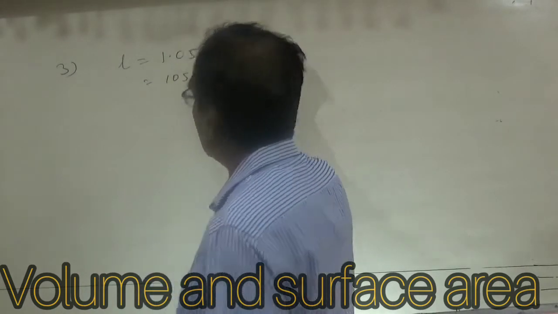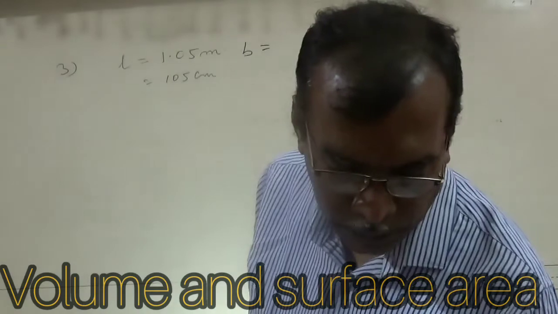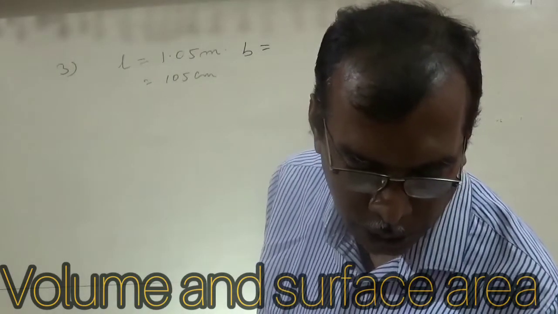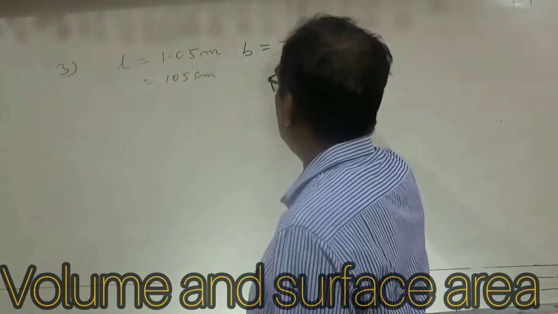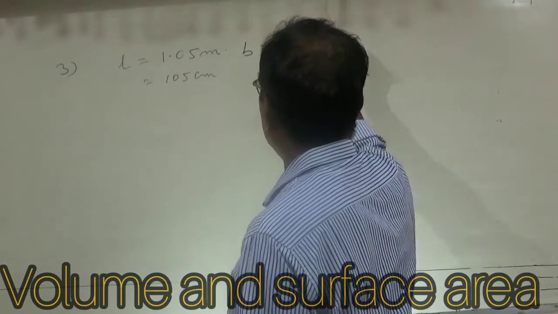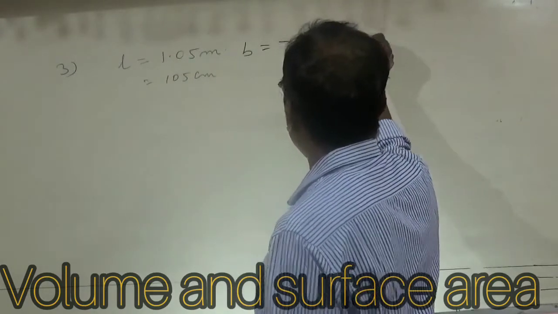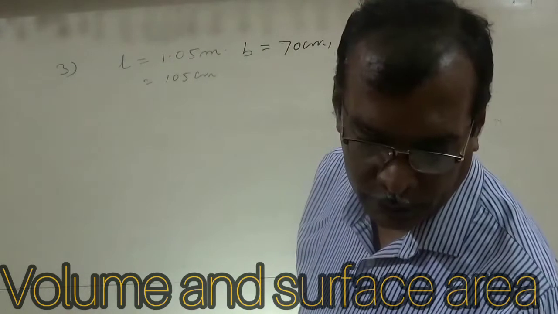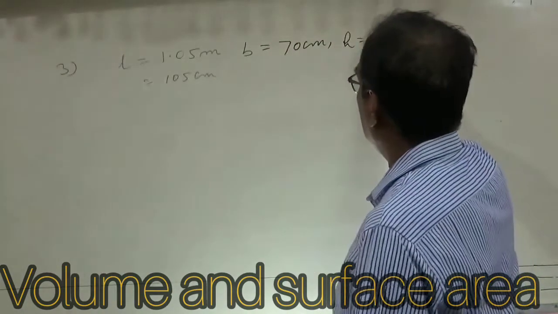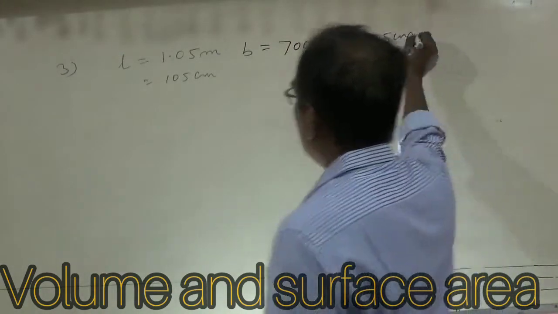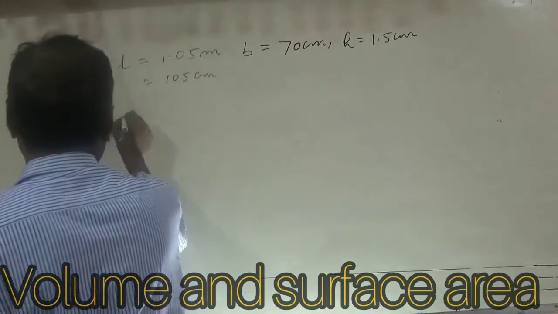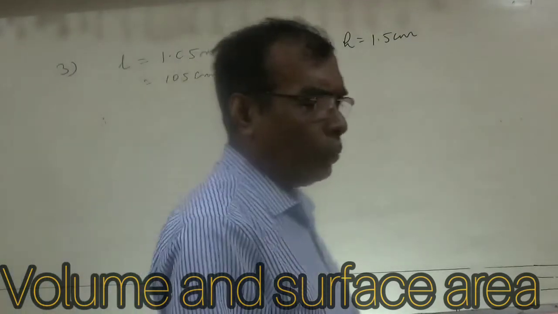And breadth it is given as 70 centimeter. No need to change, it is already in centimeter. And height it is given as 1.5 centimeter. So therefore you have to find its volume. What is the weight or mass?